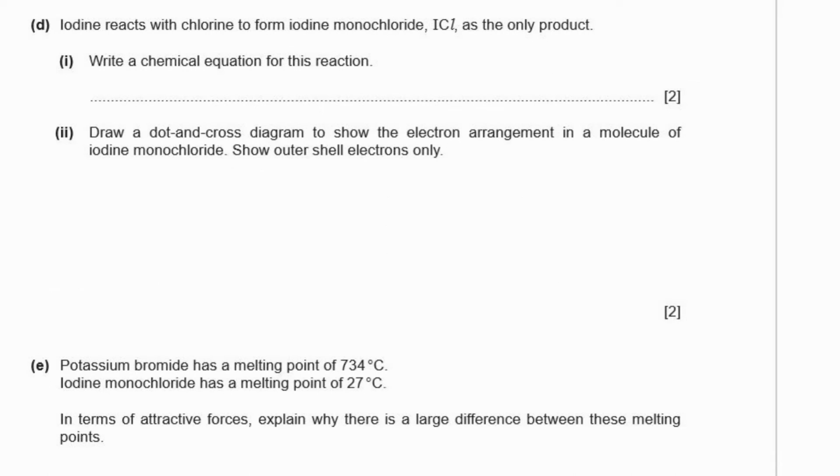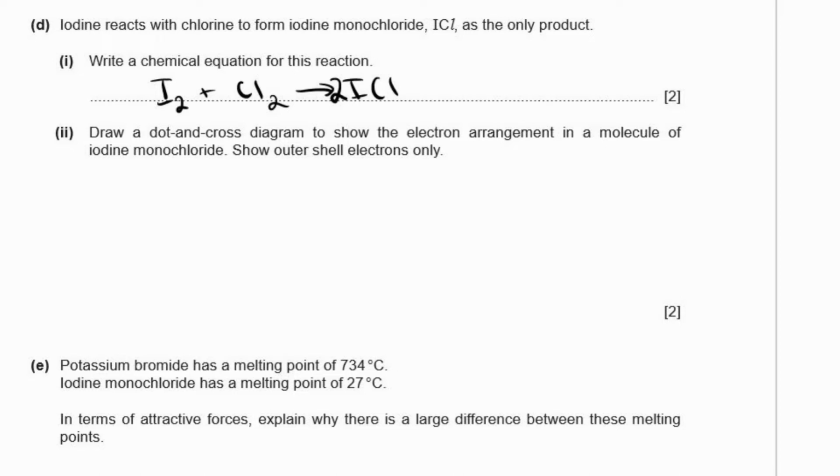Okay. D. Iodine reacts with chlorine to form iodine monochloride, ICl, as the only product. Write a chemical equation for this reaction. If it produces ICl, it has to have I plus Cl. Now you don't get just plain I, it's always I2 and Cl2. And that produces ICl. Obviously, you have to have 2 ICl. And that's all it asks for.